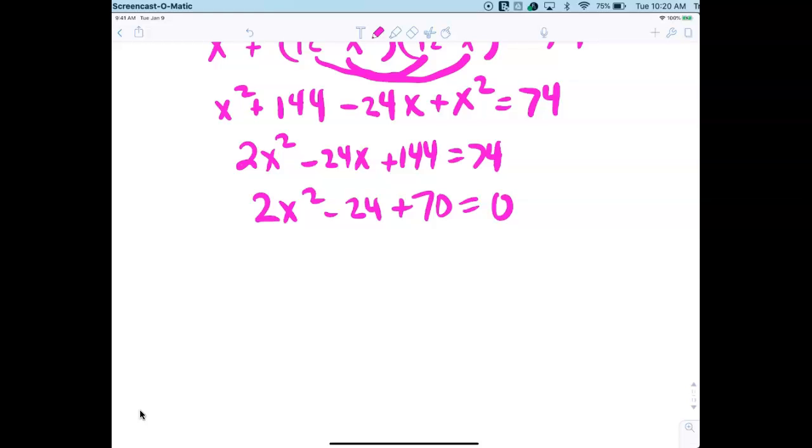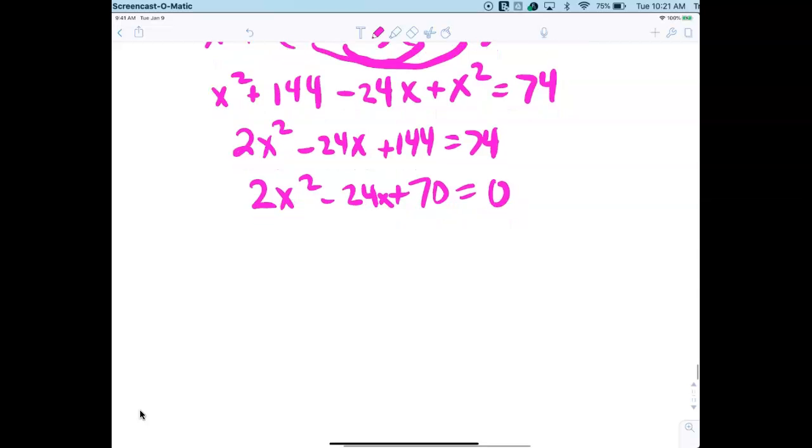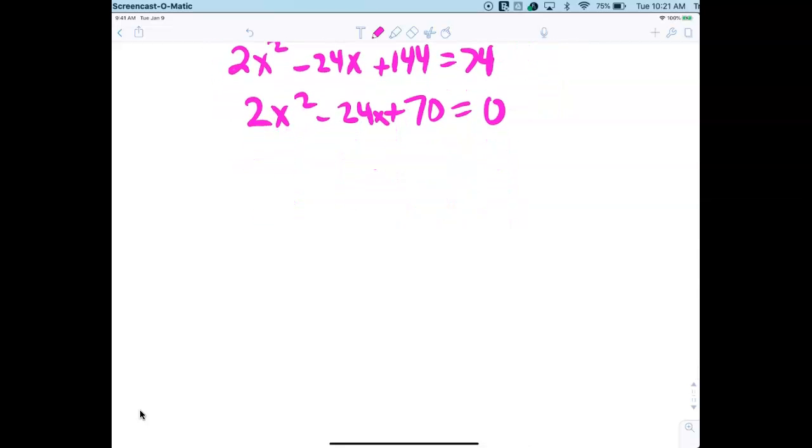Now, notice here, guys. Does everybody agree I can divide everything through by what number? Divide everything through by 2. So when I divide everything through by 2, I want someone now to tell me what the equation is. I'm listening. Minus 12x plus 35. Right. X squared minus 12x plus 35 equals 0.